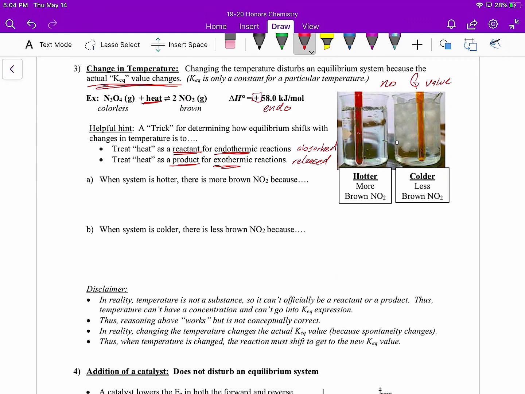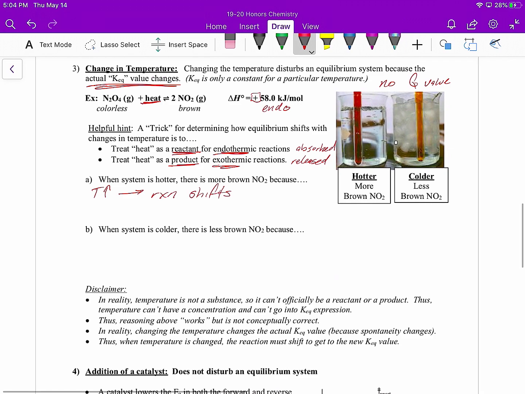When the system gets hotter, in other words, when T increases, then the reaction shifts to the right, and what's actually happening is this is going to consume the excess heat that you added, right? You added a reactant, you shift towards the products.